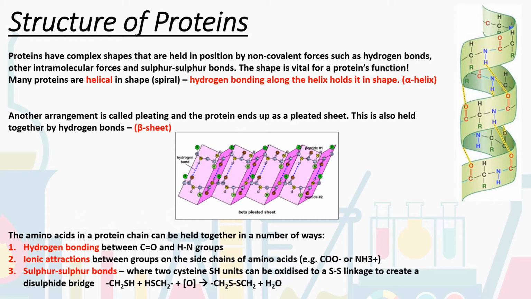So this is where there are 2 cysteine residues. This is where we have an SH unit. These can be oxidized. They lose the hydrogen to form a sulfur-sulfur linkage, and this creates what we call a disulfide bridge. And so these are the interactions that can hold these protein chains together.